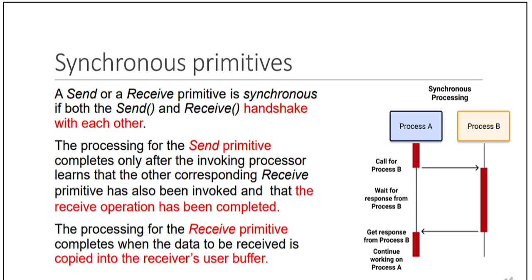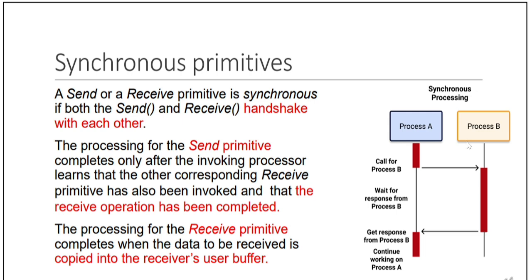Next is the synchronous primitive. A send or receive primitive is synchronous if both send and receive handshake with each other. Both take care of the send and receive messages. For example, if process A wants to send a message to process B, it sends and waits for the response from process B, because during this time B is receiving all the messages. Finally B gives the response.